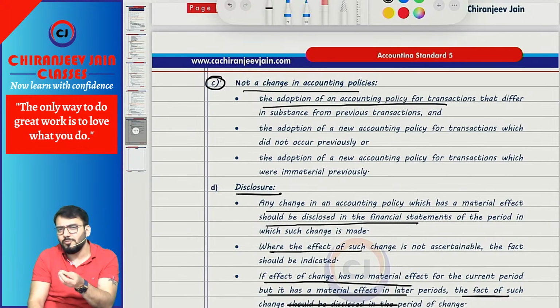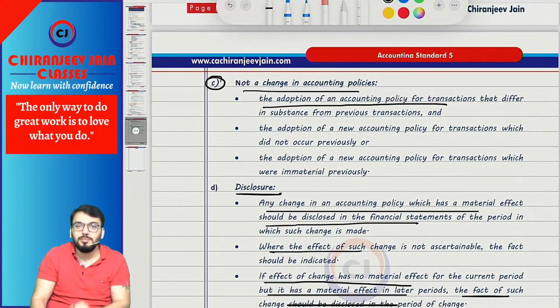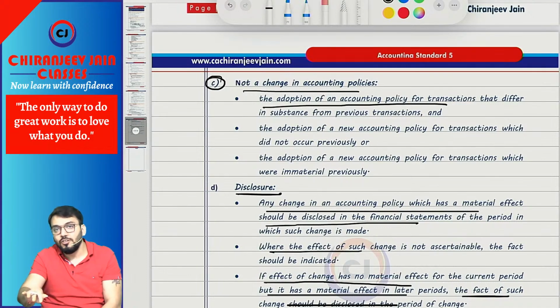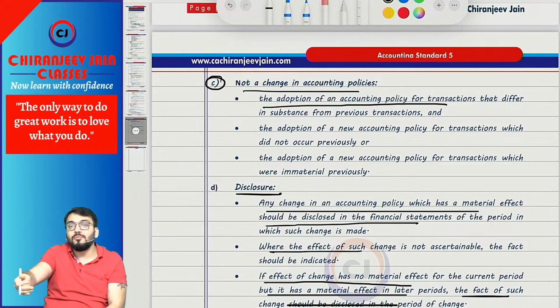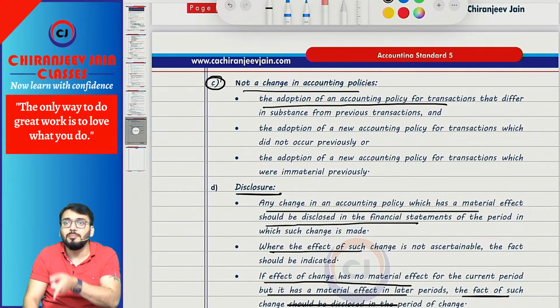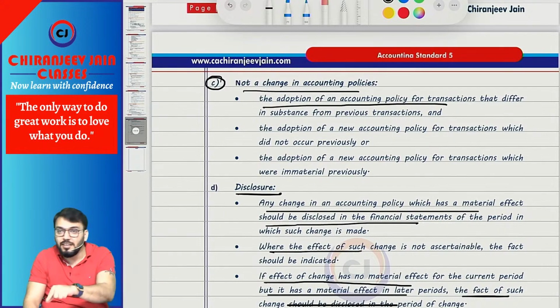For example, I will just give an example. Initially you have taken a car, and you are a trader of cars, you are a dealer of cars. So some car you are using for rental purpose. So initially it was PP, so AS10 will be applicable. But after some time that car ceased to be given on rent and is now held for sale in the ordinary course of business. So now it becomes inventory. So it will be classified from PP to inventory.